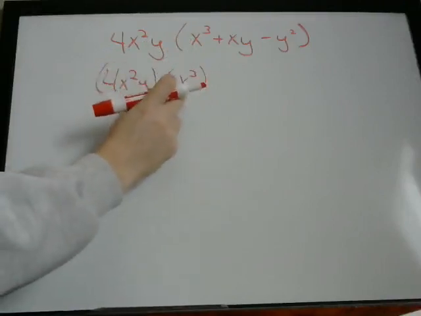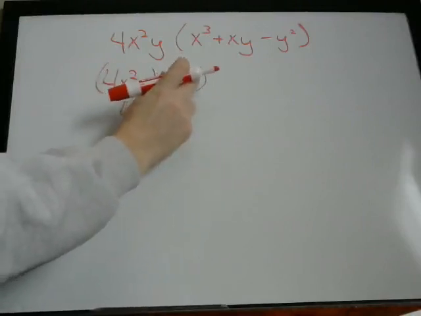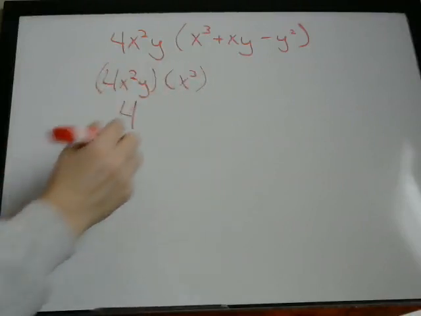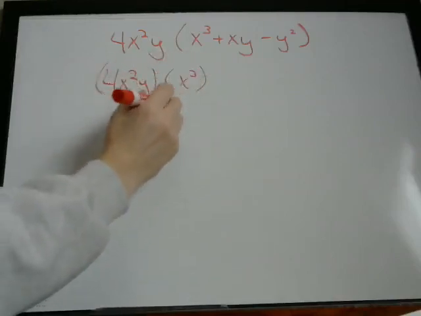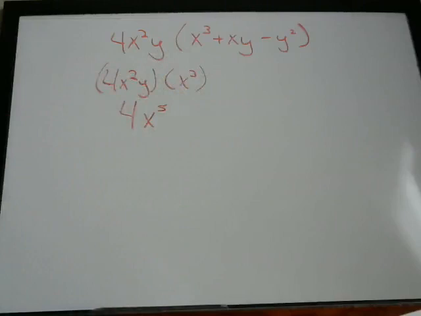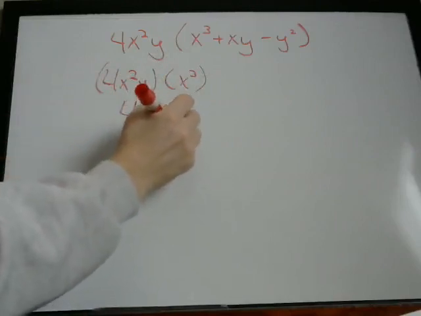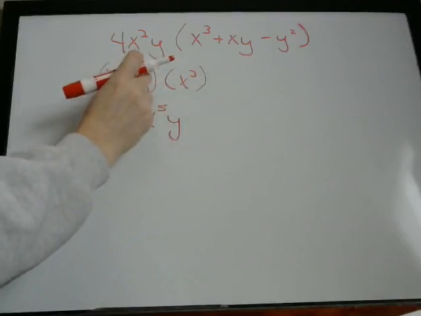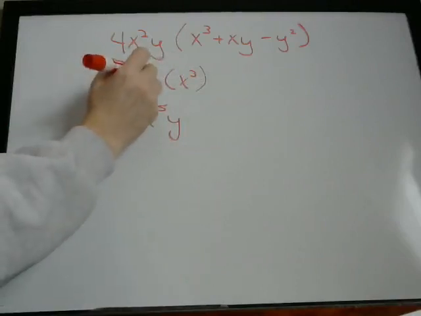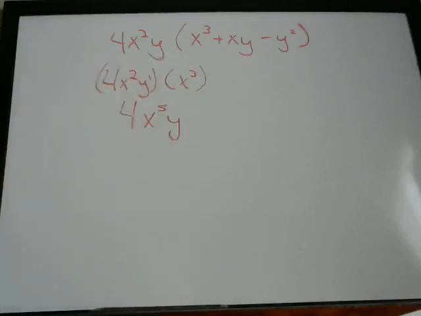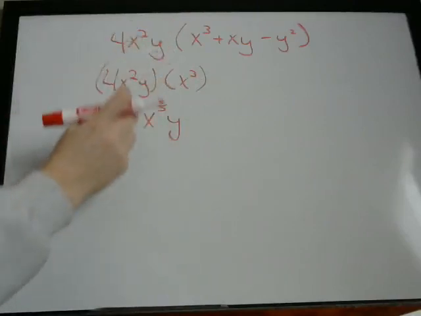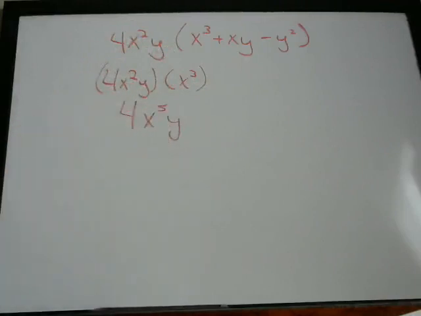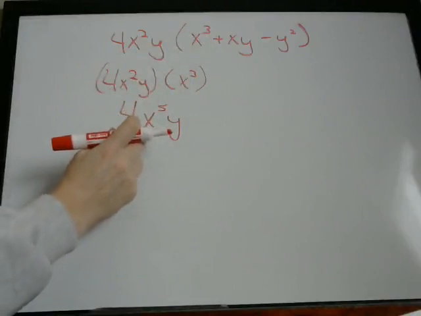X squared, here we have an x. So x squared times x cubed, we just add the exponents. So the exponents are 2 and 3. So 2 plus 3 is 5. Y, there's no other y. So remember, again, if there's no exponent, there's really a 1 up here. We just don't write the 1. Everyone just understands that there is a 1. So since there's no other y, you just leave that as it is. So for the first term, we have 4x to the 5th y.